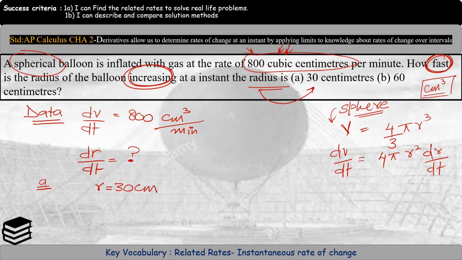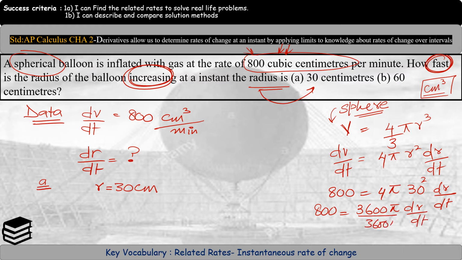So put in all the values. In place of dV/dt, we are going to write 800 equals 4 pi, and r is 30 squared, and find dr/dt. So you will get 800 equals 900, 4 nines are 36, so 3600 pi dr/dt. Now divide both sides by 3600 pi, and you will get 8 over 36. It means 4 times 2 is 8. 2 over 9 pi equals dr/dt.